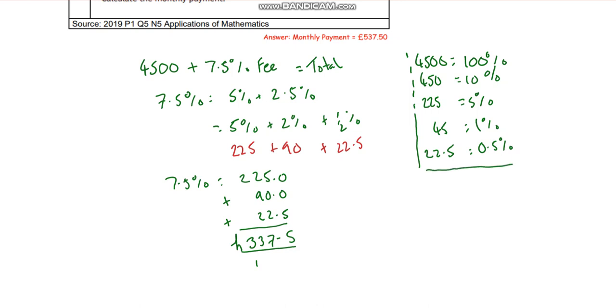The second bit I'll be doing is to actually work out the total amount now. So I'll be saying I've got 4,500, and to that I'm going to add on the fee. So that's 337.5. So that's going to be 4,837.5. I'm writing the sum to the side, apologies for that. Okay, so there we go, that's me got the total amount, and we've got 9 payments.